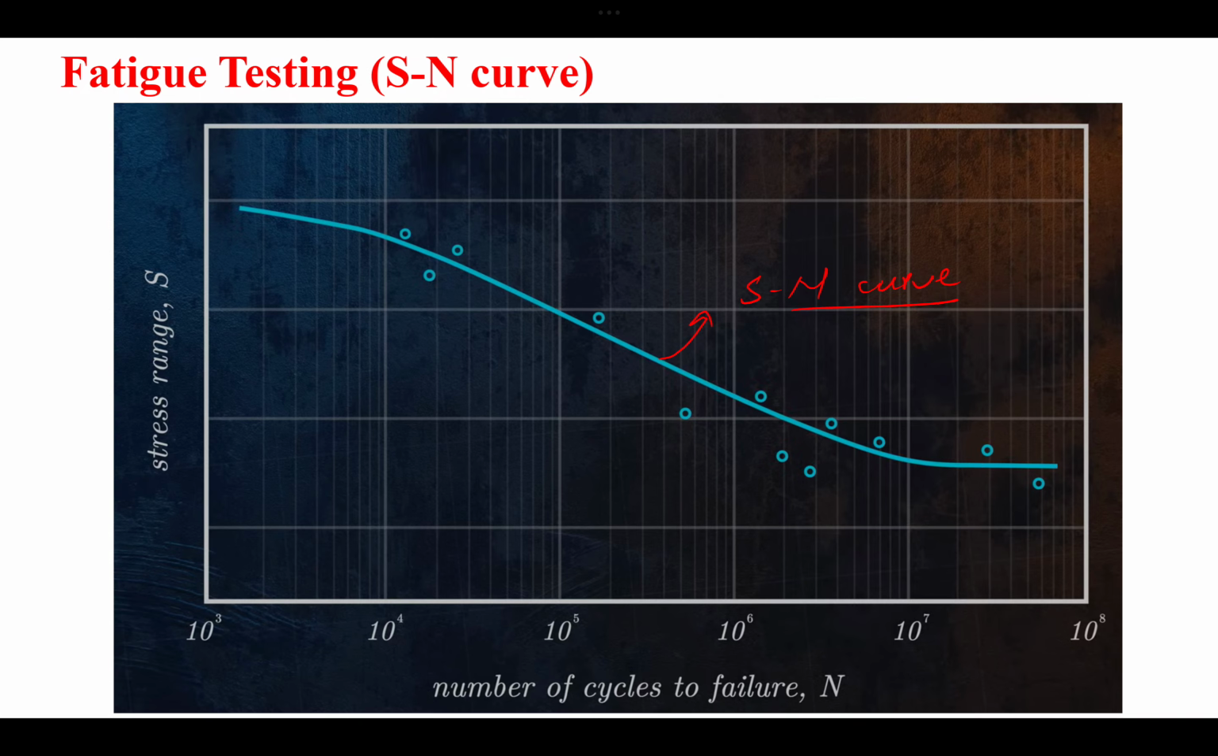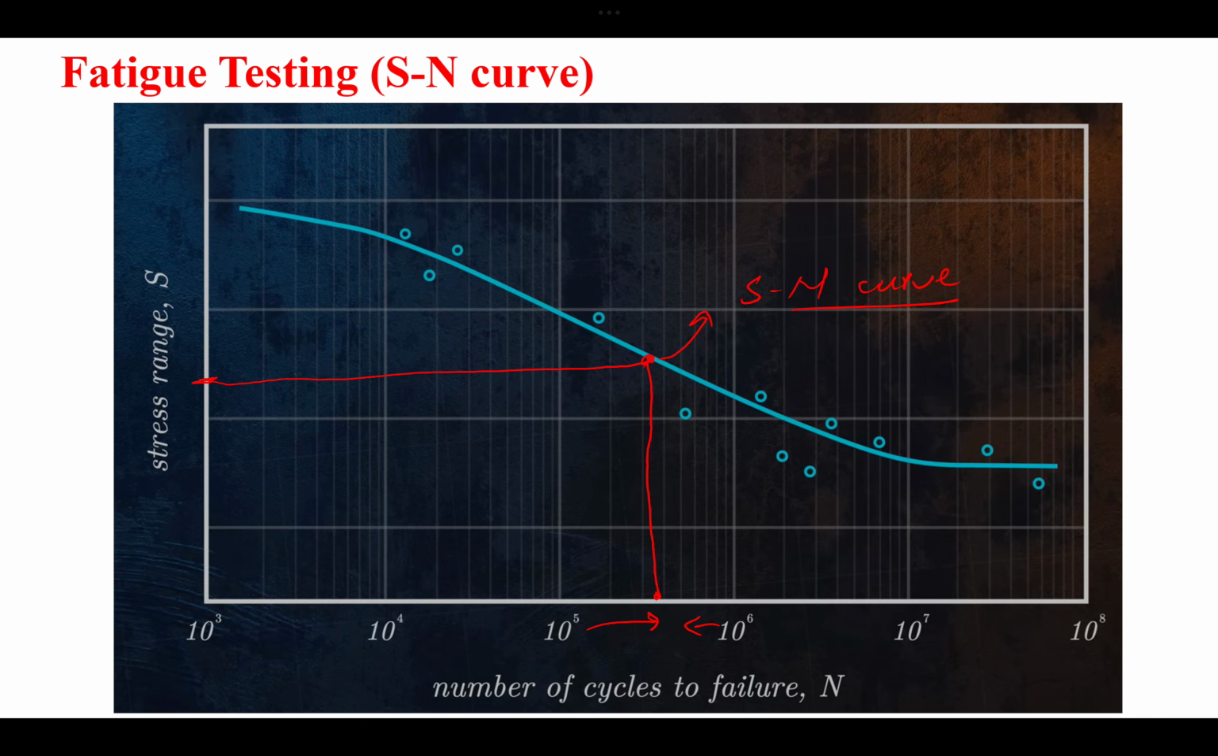Now, as you can see, this curve will tell you, for example, if you are applying this much stress, that it will fail at this specific number of cycles. So it will fail after 10 raised to power 5 cycles and before 10 raised to power 6 cycles. So it can tell you for sure that your component is going to fail at this specific number of cycles.